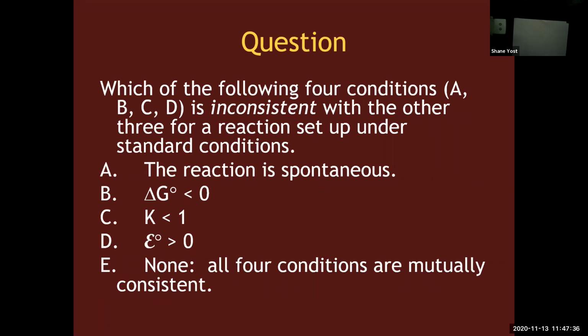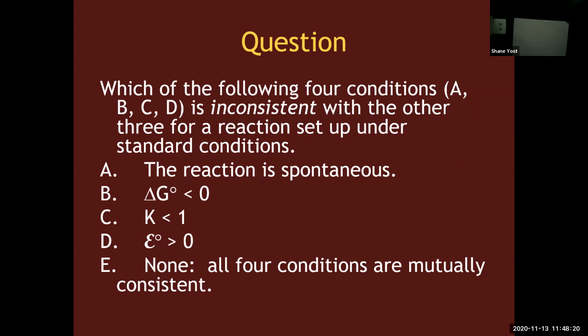All right. So again, which of these is not like the other? The reaction is spontaneous, delta G is less than 0, K is less than 1, E is greater than 0, or all four of these things are mutually consistent with each other. C, right? As you're just saying, K less than 1 means you're favoring reactants, not products, but the reaction being spontaneous, delta G being less than 0, the cell potential being greater than 0, all is applying. Products are favored, right? You're going to be forming lots of products spontaneously under standard conditions, so K has got to be greater than 1.